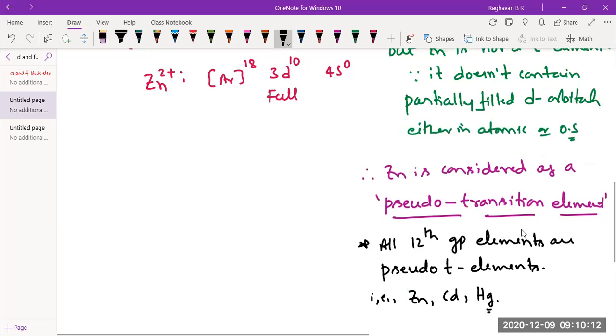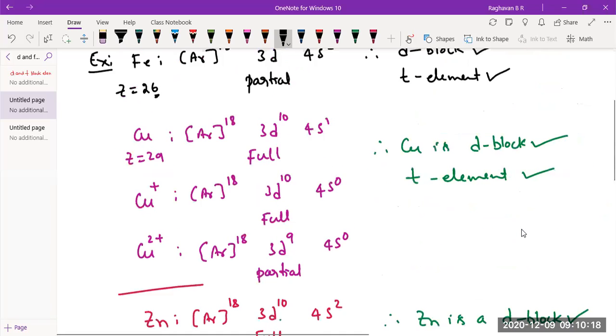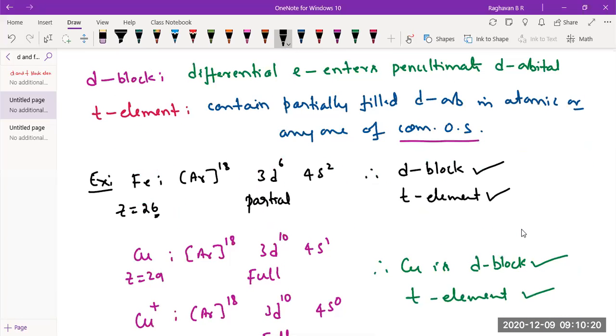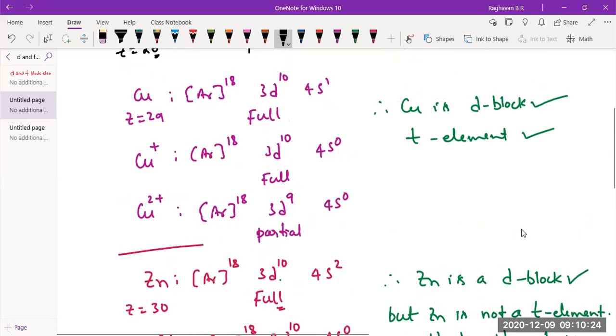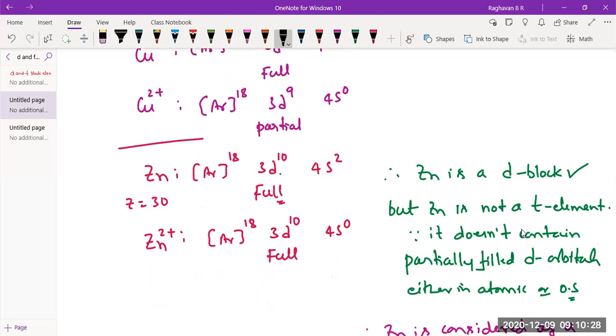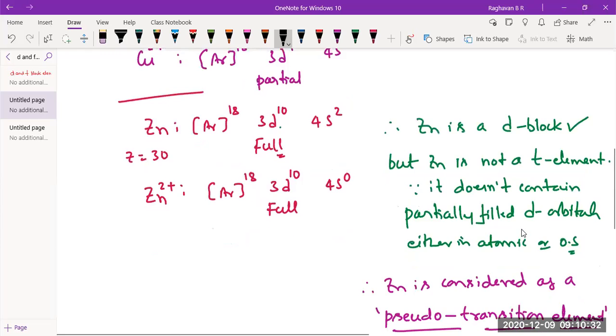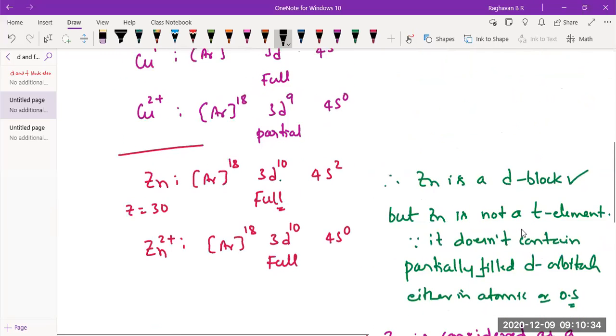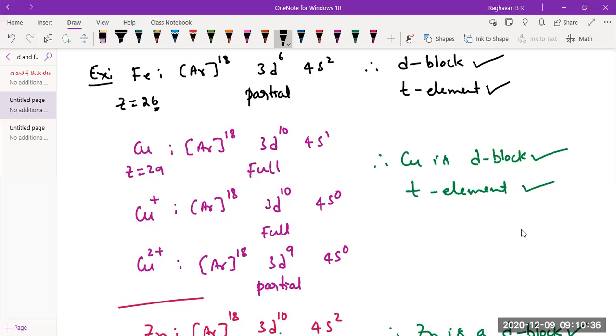Or have you written already? Written, sir. Okay. So therefore iron is D block as well as transition. Copper, D block as well as transition. But zinc is only D block because the 30th electron goes to the penultimate D, but not transition. Hence it is a pseudo transition element. Okay. If it is done, I'll proceed further.